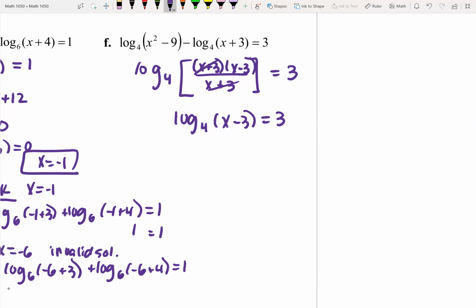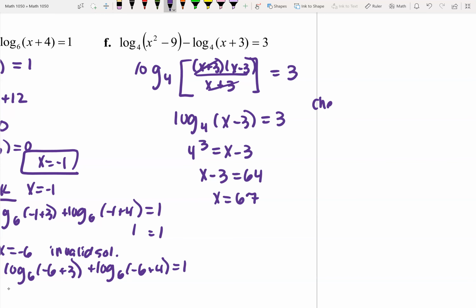If you don't have parentheses around the x minus 3, that's a very different statement than what I'm saying, so be careful. Now we're stuck, so we convert it. So it's 4 to the third is equal to x minus 3. So I have x minus 3 equals 64. Pull the 3 over, x equals 67.